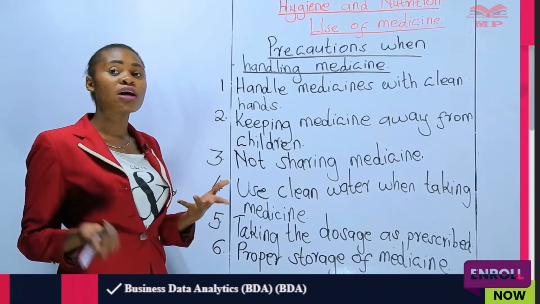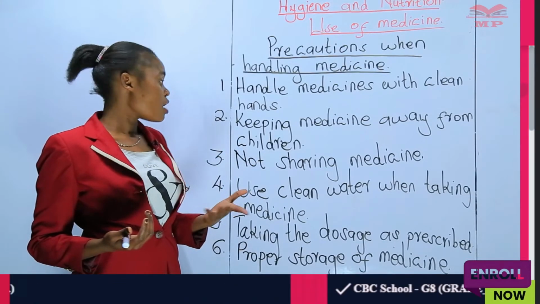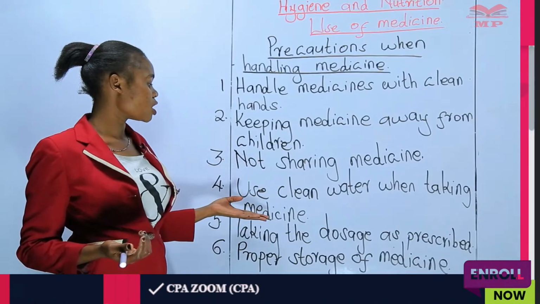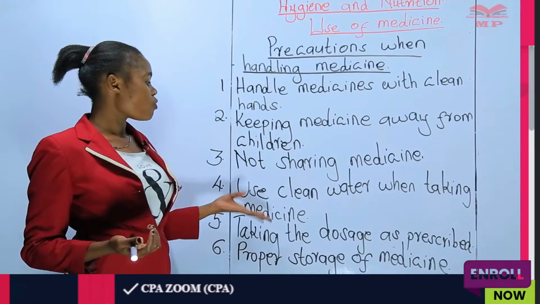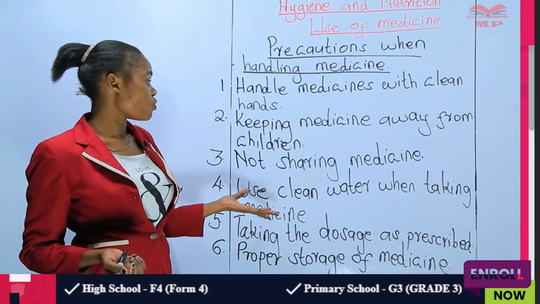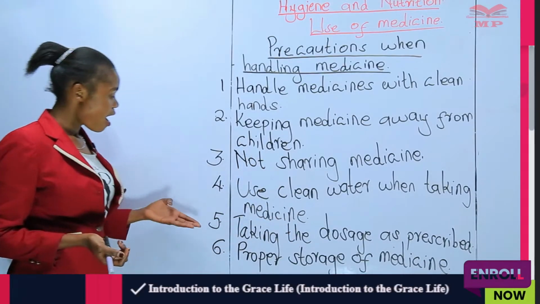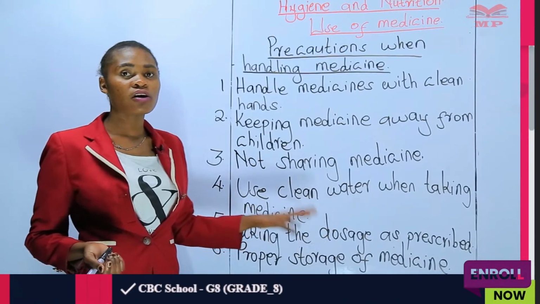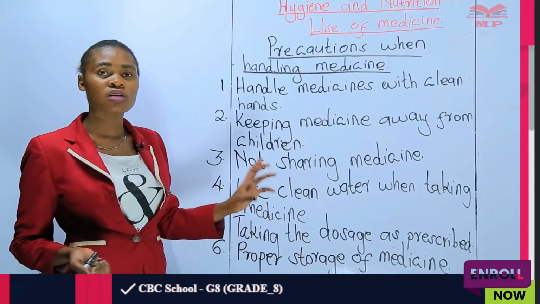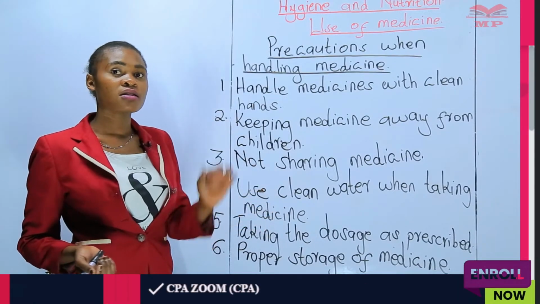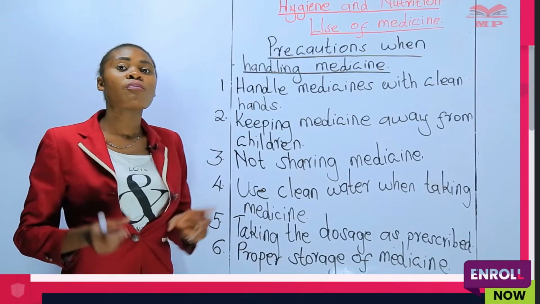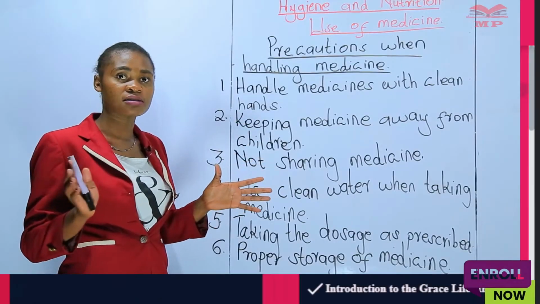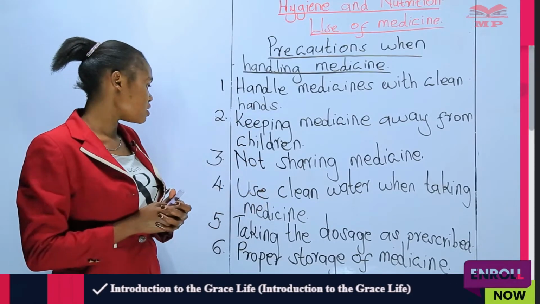You are the one who is sick. And number 4, use clean water when taking medicine. When you are taking your medicine, make sure that you are taking the medicine with clean water. Number 5, taking the dosage as prescribed. Follow the doctor's instruction. If the doctor told you to take 3 tablets in a day, make sure you are taking 3 tablets in a day and not 2 or 4. Don't take more or less. Take what has been instructed.